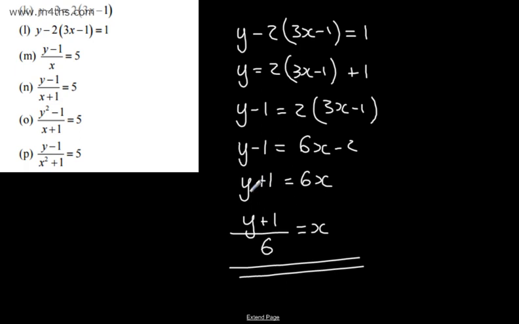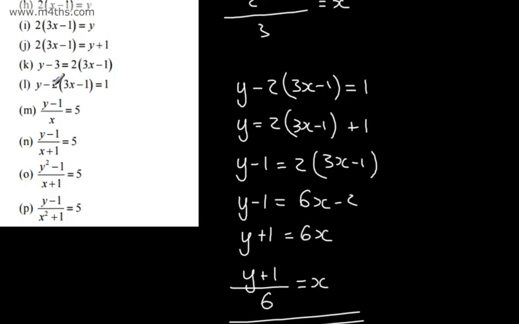We can see at this stage now if we wanted to make y the subject, we simply would have added this expression to both sides. So y would have been equal to 1 plus this quantity of 2 lots of 3x minus 1.